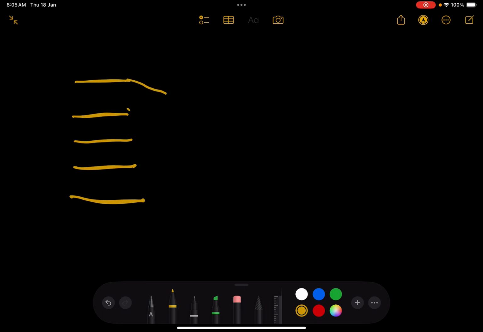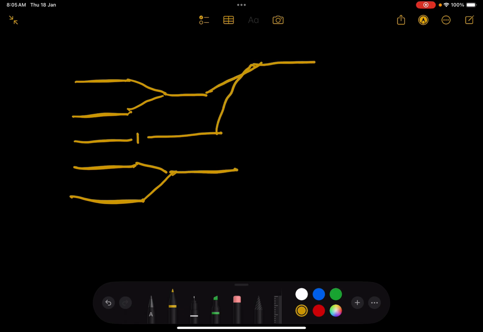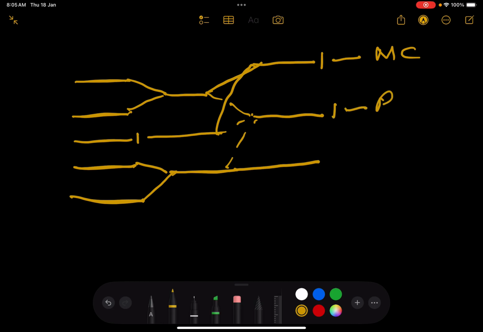5, 6 forming the upper trunk, the 7 forming the middle trunk, the 8, 1 forming the lower trunk, dividing into anterior division of these two forming the lateral cord, posterior division of all cords forming the posterior cord, and here you have the medial cord continuing as the musculocutaneous, radial, ulnar, and median. The lateral and the medial cord contribute the median.